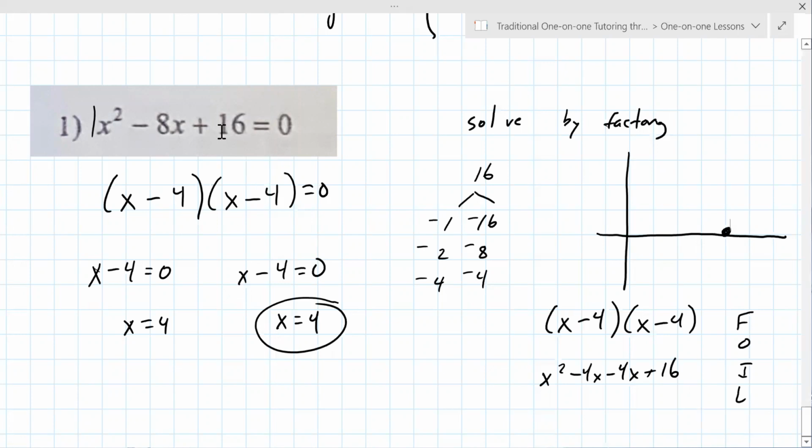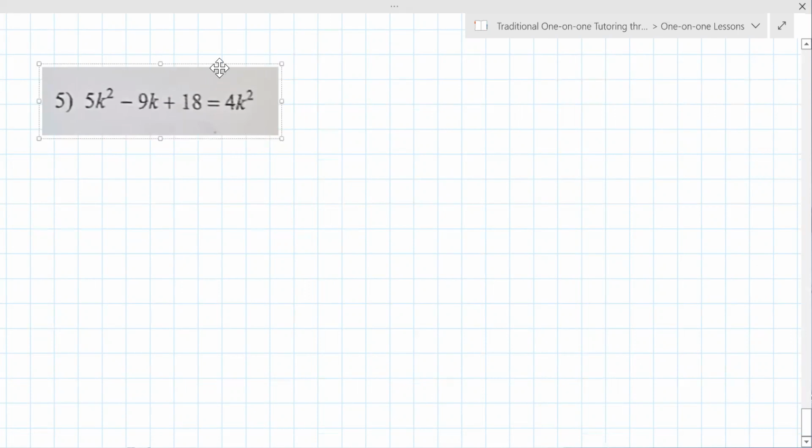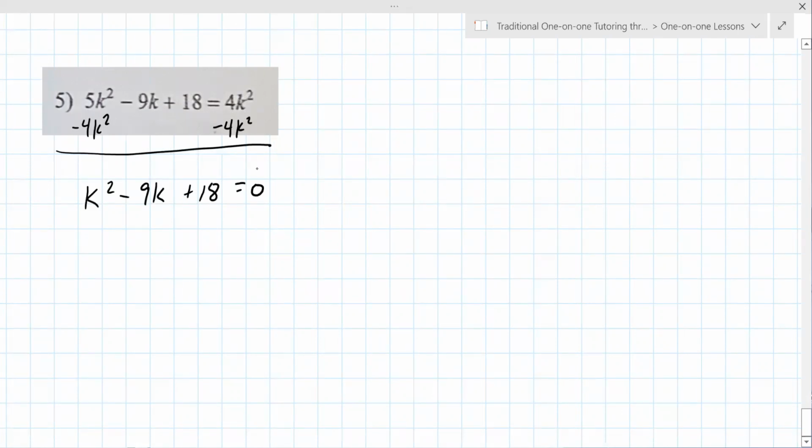So this is very important. There's got to be a 0 on the right hand side of the equation. That's really, really, really important. So look at this problem here. Is there a 0 on the right hand side of the equation? No, there is not, which means you want to make it 0. So you get all terms on one side of the equation. So this becomes k squared minus 9k plus 18 equals 0.